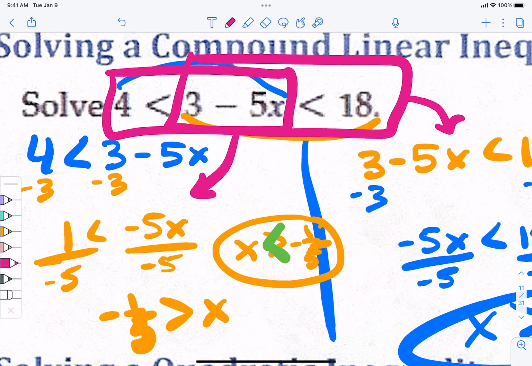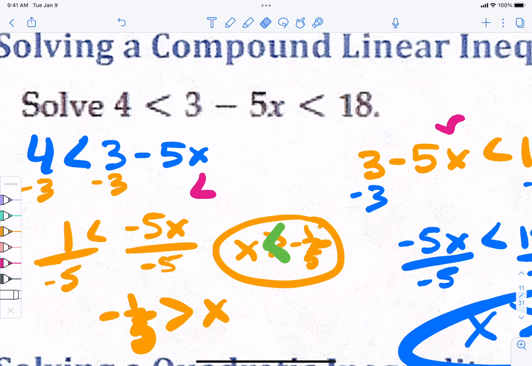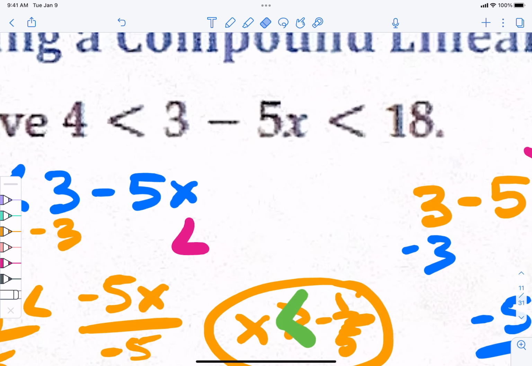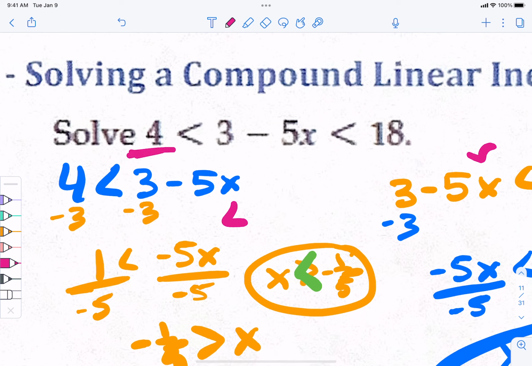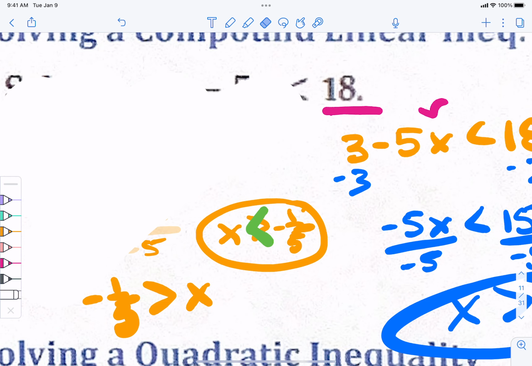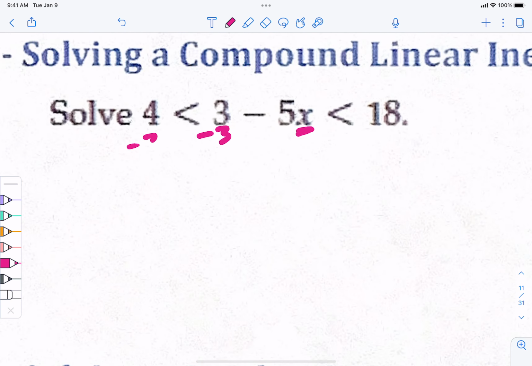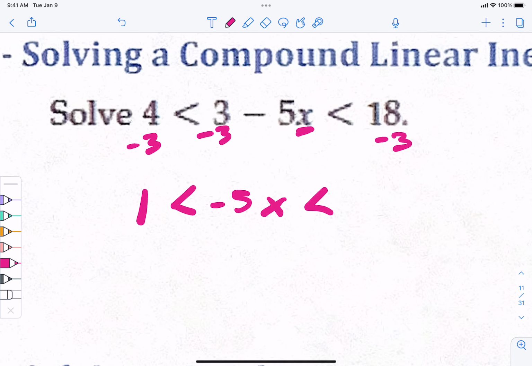Now, did I tell you on this one that you technically could solve it all together at the same time? Because there are no x's over here and over here, I could solve this all as one. You want me to show you how to do that? It's faster. I'm going to erase all of this stuff. We are trying to get this x in the middle by itself, so I'm going to subtract 3 here, here, and here. So this would be 1 is less than -5x, which is less than -3. No, 15.